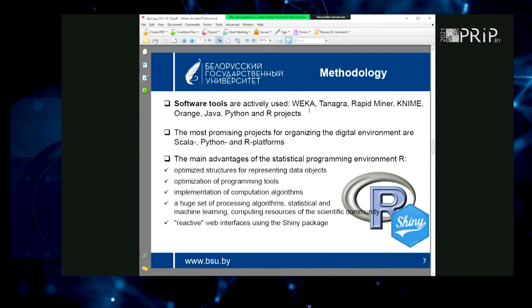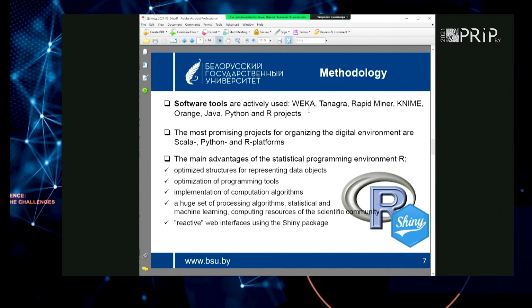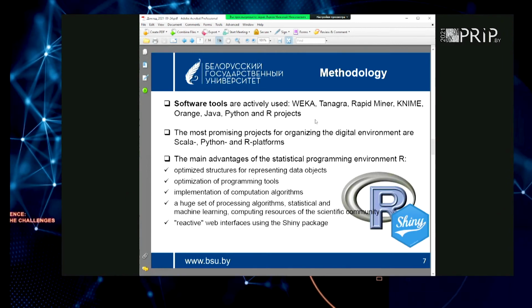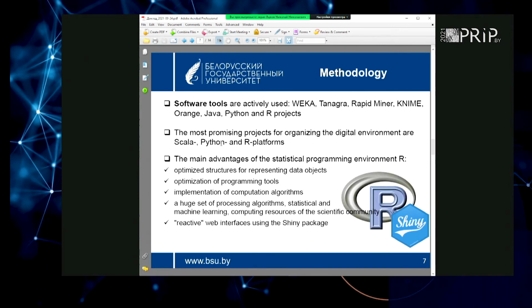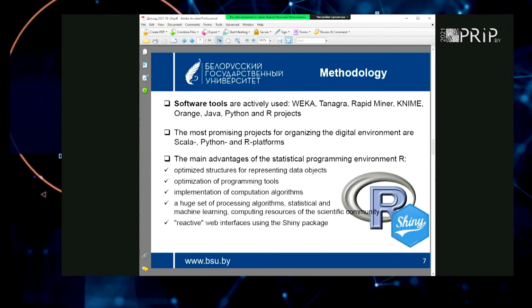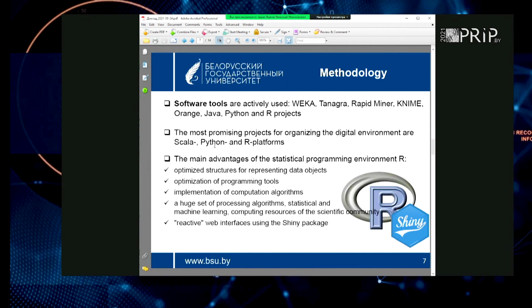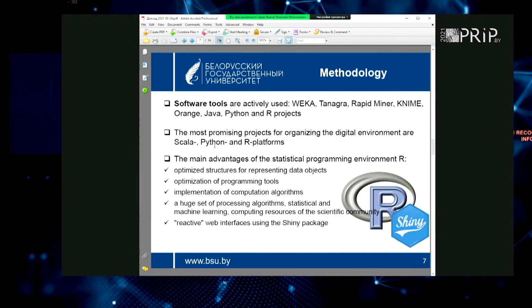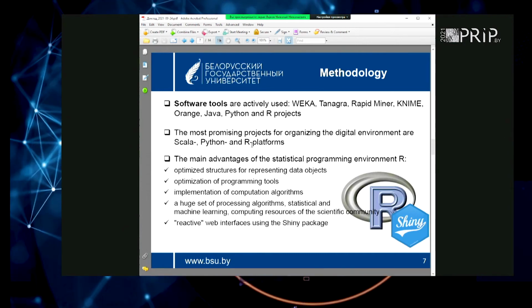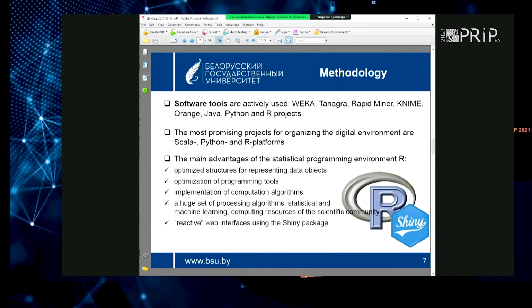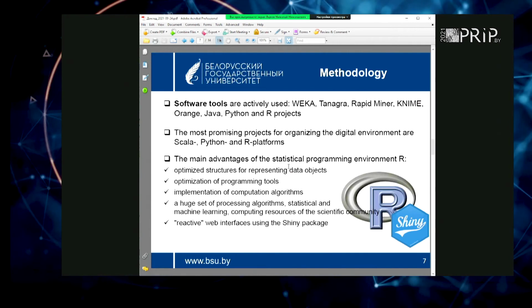I can mention Weka, Tanagra, RapidMiner, KNIME, Orange, Java, and so on. Among them, I would like to mention special platforms like Scala, Python, and R, which are devoted to this type of thing. And of course, Scala projects are big industrial projects. Python is more for engineering and neural net applications, and the R platform, on which we are concentrated in our research. The main advantages of a statistical programming environment R are the following.